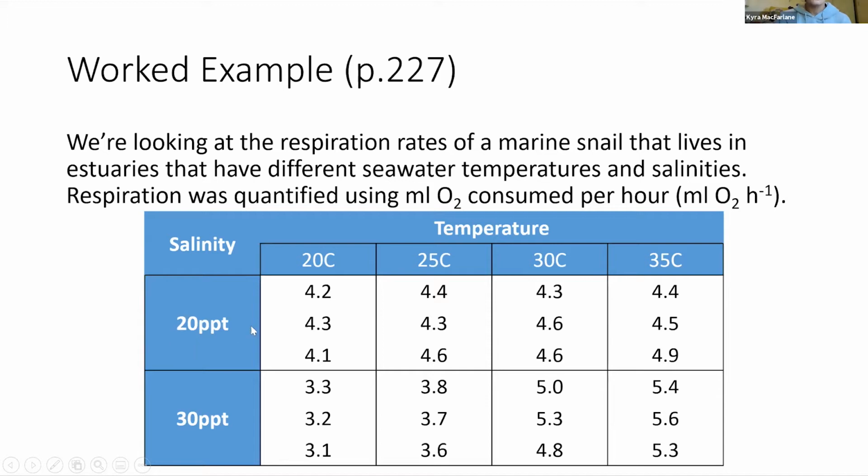So we have 20 parts per thousand salinity, 30 parts per thousand salinity, and we have temperature. 20 degrees Celsius, 25 degrees Celsius, 30 degrees Celsius, 35 degrees Celsius. And we have a couple of measurements per group.